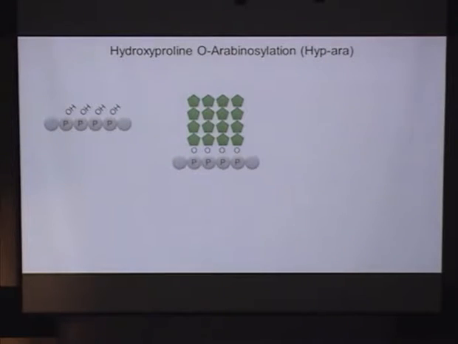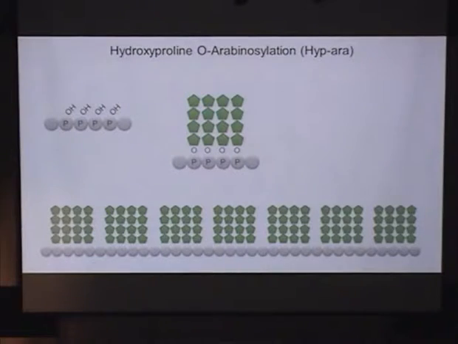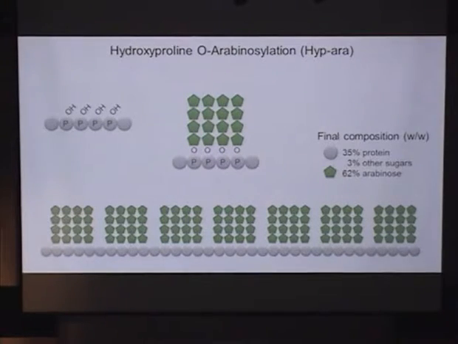So these modified prolines tend to occur in clusters in the proteins that are modified in this way. And those proteins also tend to be highly repetitive. So you'll have these clusters of prolines that get arabinosylated in these repeats regularly. And so by the time all is said and done, if you take one of these proteins that are modified in this way, you end up with a glycoprotein that's more arabinose by weight than actual protein.